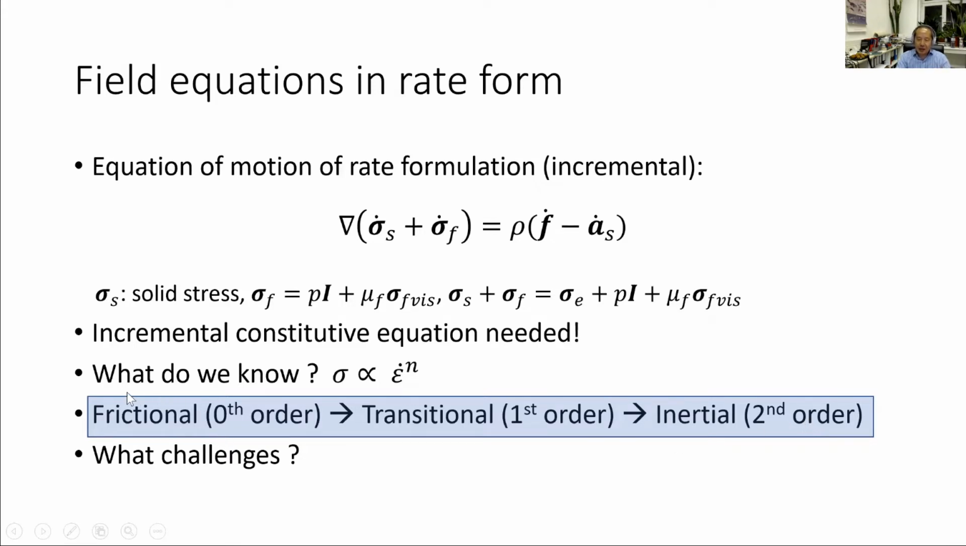This is our soil mechanics, solid mechanics regime, where we know that it's rate independent. So therefore you've got a zeroth order, right? The next one is the transitional range. For the first order, this is basically a Newtonian fluid. It's a typical example of such a first-order model. And if the speed further increases, we move into the inertial regime where the relationship is quadratic, second order. So that is basically what we know about it.